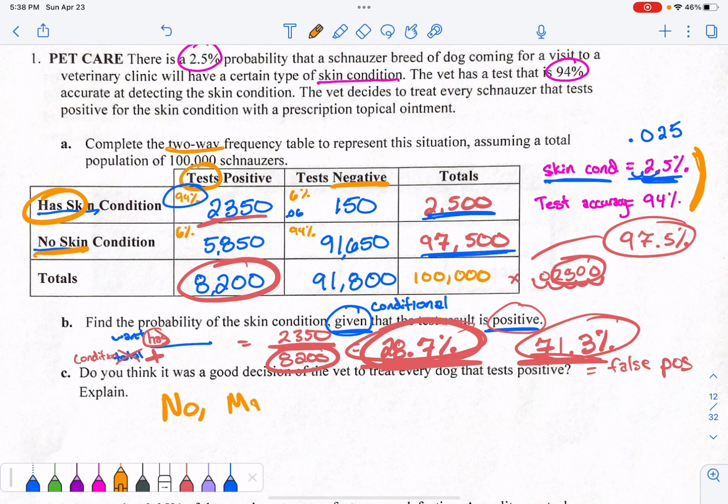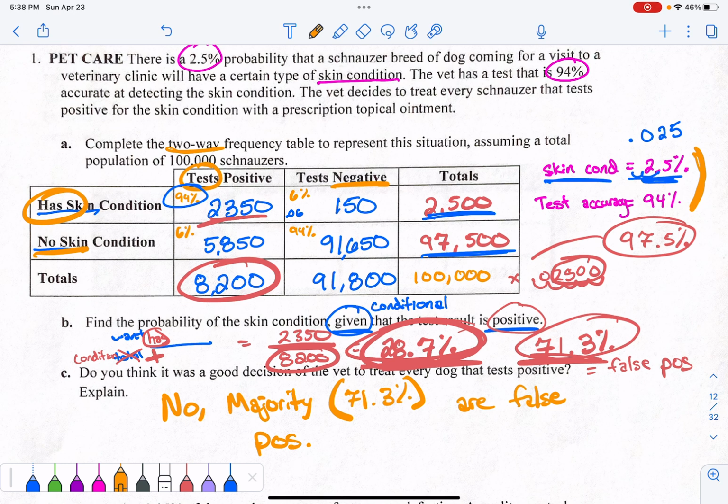The majority, 71.3%, in parentheses, are false positives. Out of all the positives that I get, the majority of them are false positives.